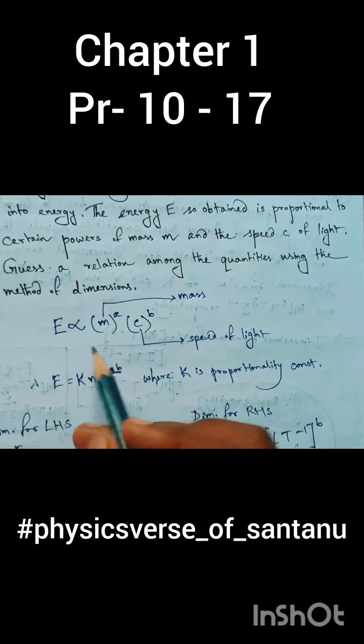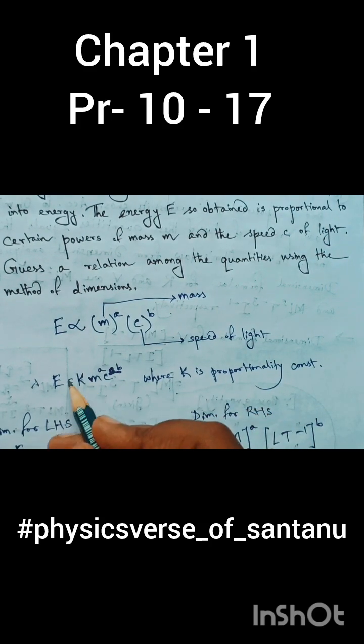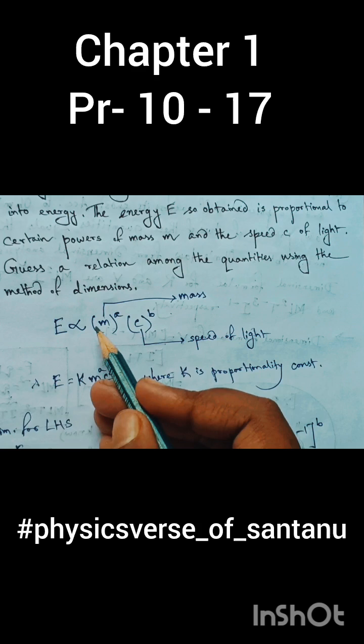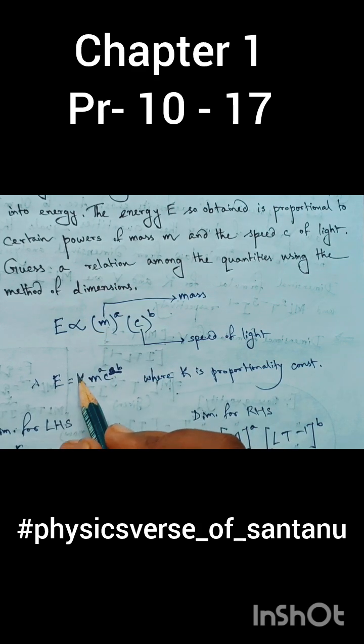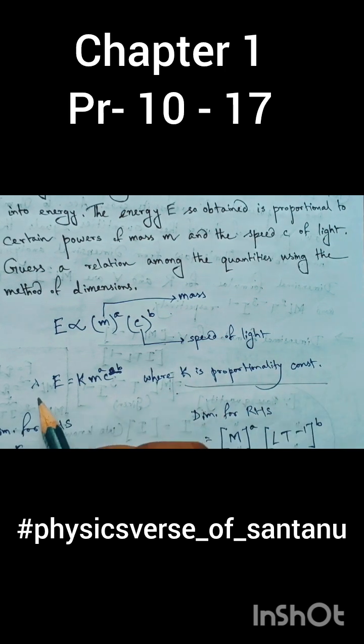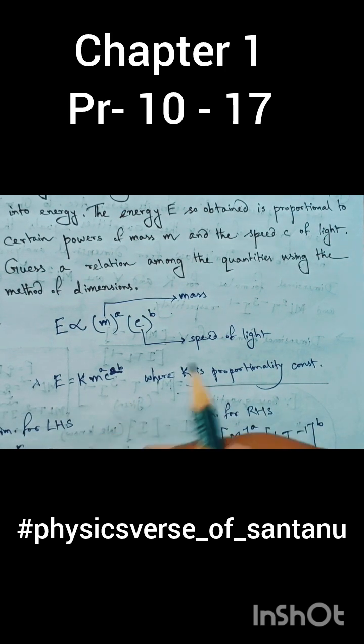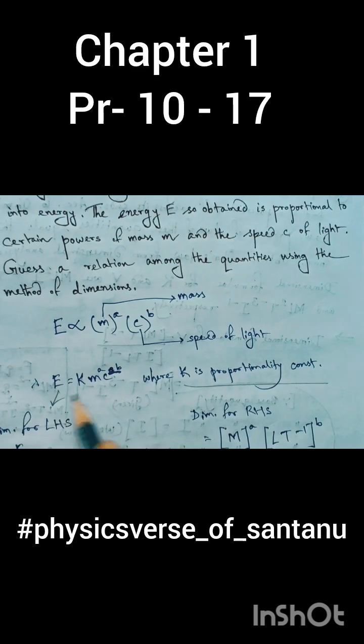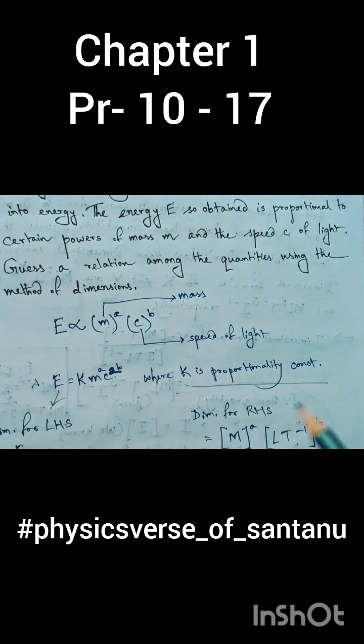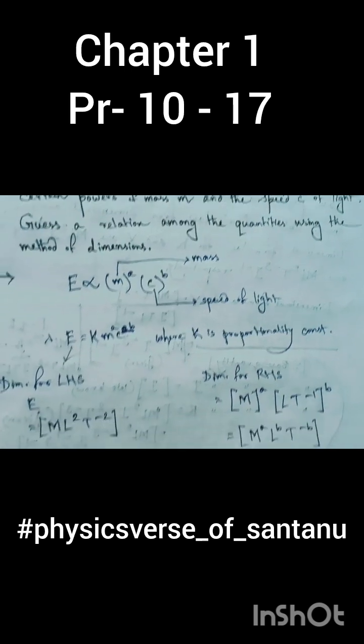So when we write an equals sign in place of proportionality, we have a proportionality constant k. So therefore E is equal to k m to the power a c to the power b. Now the dimension for LHS, it is energy, so E is M L² T to the power minus 2, and for RHS it is M to the power a into (L T to the power minus 1) whole to the power b, and rearranging we get M to the power a, L to the power b, T to the power minus b.